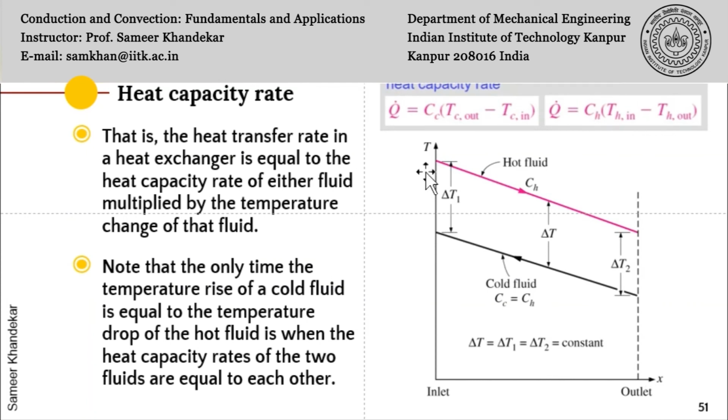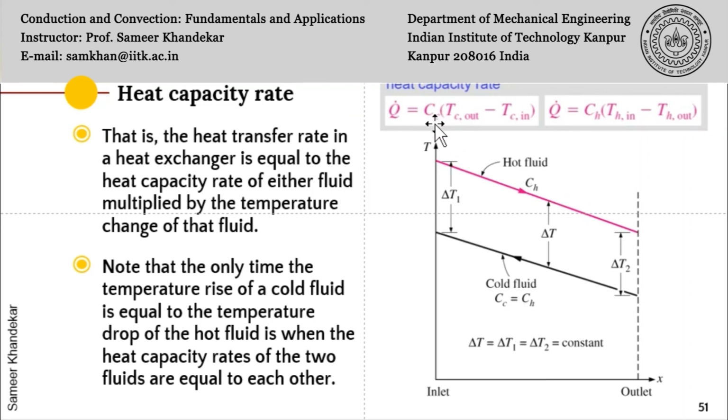So now what happens if Cc is equal to Ch? Just to look at this diagram here, it's a counterflow heat exchanger, and you can see that delta T1 and delta T2 are identical. Why does it happen? Because Ch and Cc are the same.